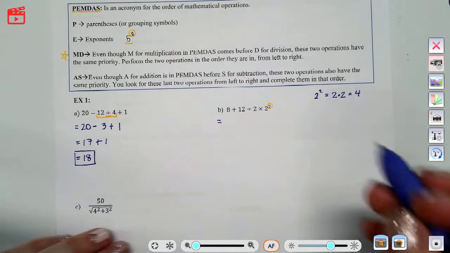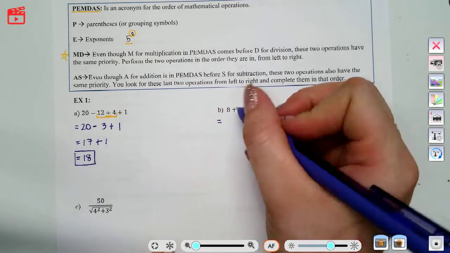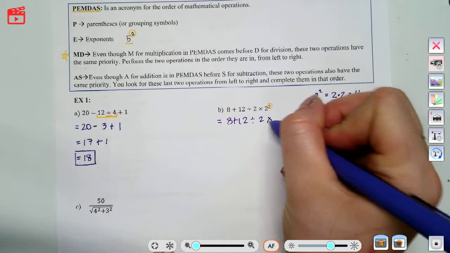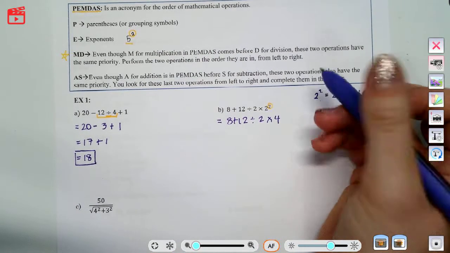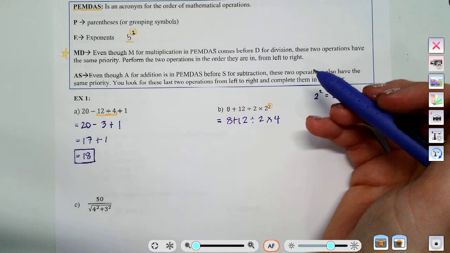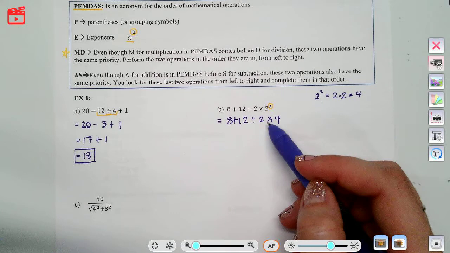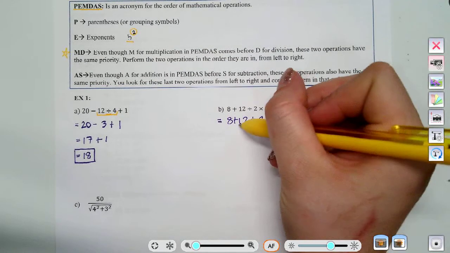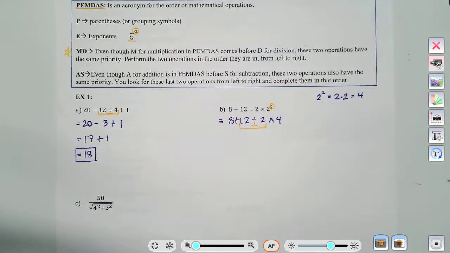But that's not in this problem. That was just an example. All right, so let's write this down. We're just going to copy everything else down because we haven't done anything to those. All right, so we've done the exponents. What's next? Multiplication or division? I see division and multiplication. So which one do we do first? Well, left to right, division comes first in this case. So let's do this division right here.